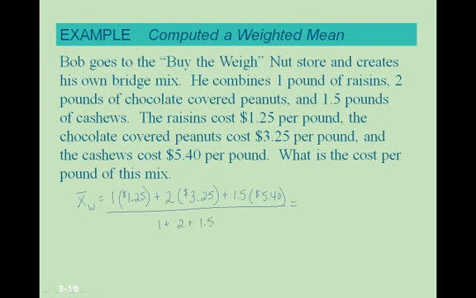So you see that when we work at the top, we'll get a total of $15.85, and divided by, in the bottom, 4.5. And this will work out to be approximately $3.52 per pound for the mix. So that's how we would compute a weighted mean.